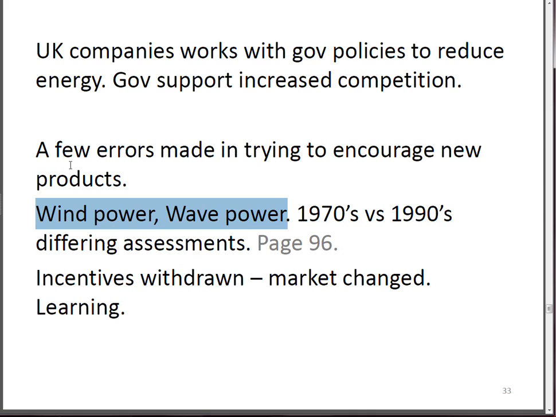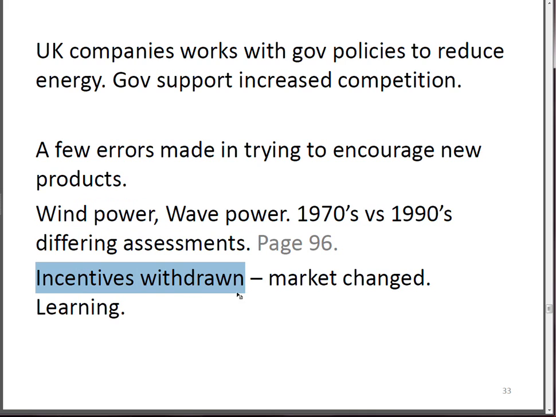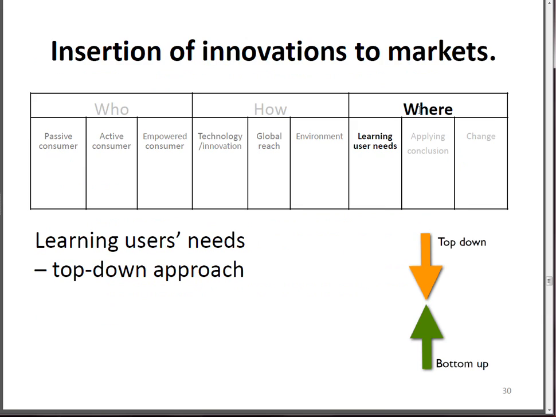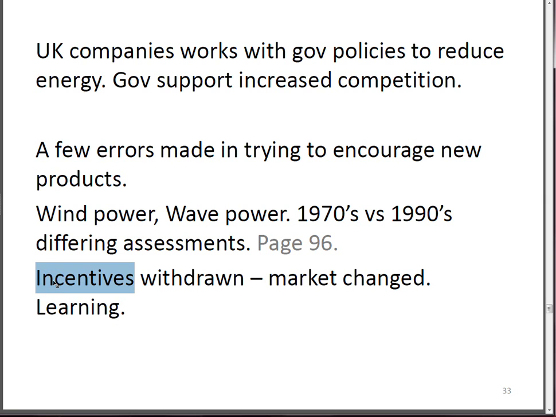Therefore, the government, where it would encourage some incentives, then they would withdraw the incentive. The market has changed, and my point here is that we have learned how the market operates. We've learned the needs of users and how the market operates. So some incentives which cost a lot of money didn't work, unfortunately. We had to learn.